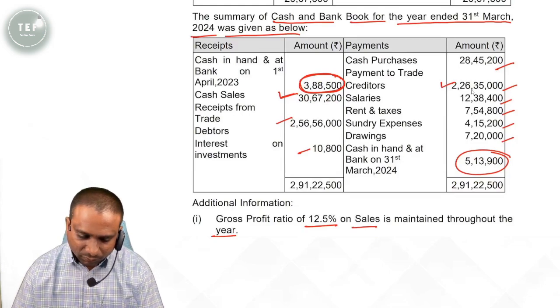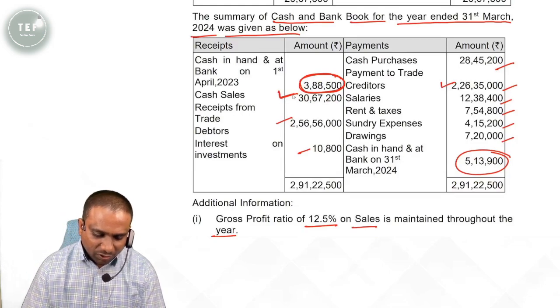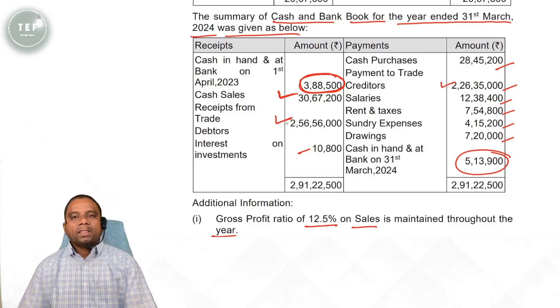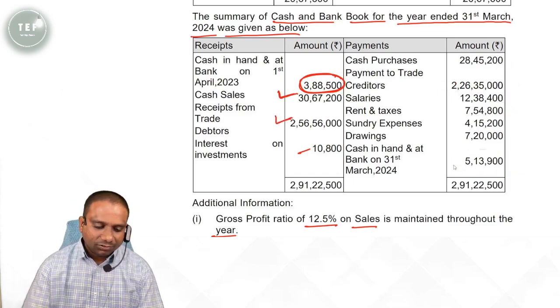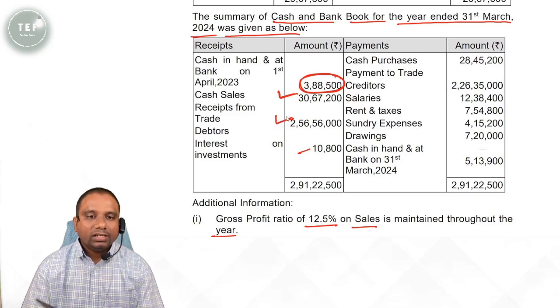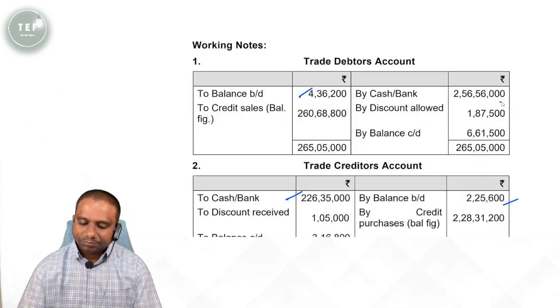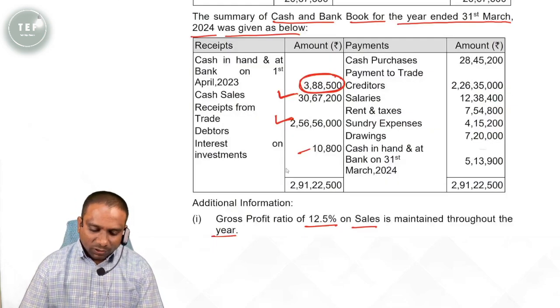Just a minute. Cash sales completed. Okay. Receipts from trade debtors. First, we see trade debtors. So, debtors account, credit side. Over. Next one. Interest on investment.